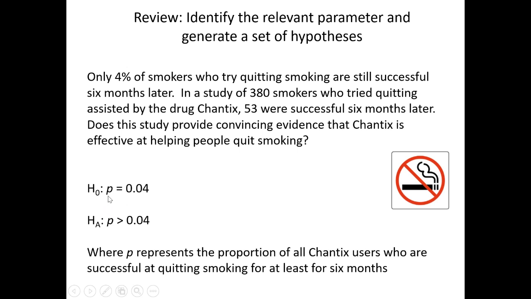So the null hypothesis is basically saying, hey, even when people take Chantix, they still only have a 4% chance of being able to quit successfully. But if the drug is effective, it's going to help people quit. So the proportion who are able to quit would be greater than the ordinary 4%. Maybe not everybody, but that a greater proportion would be successful.